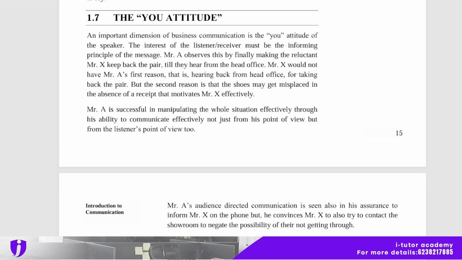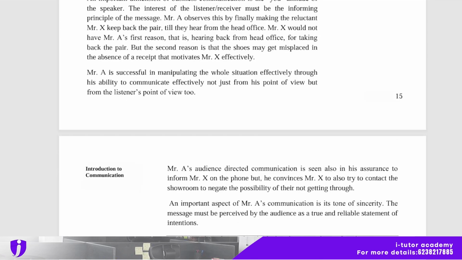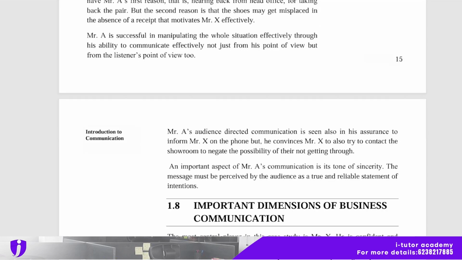Mr. A observed this by finally making the reluctant Mr. X keep back the pair till they hear from the head office. Mr. X would not have accepted Mr. A's first reason, that is, hearing back from head office, for taking back the pair, but the second reason, that the shoes may get misplaced in the absence of a receipt, motivated Mr. X effectively. Okay, so Mr. A is successful in manipulating the whole situation effectively through his ability to communicate effectively, not just from his point of view, but from the listener's point of view too.